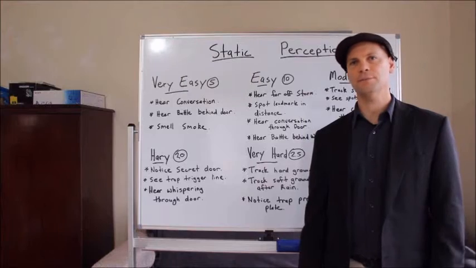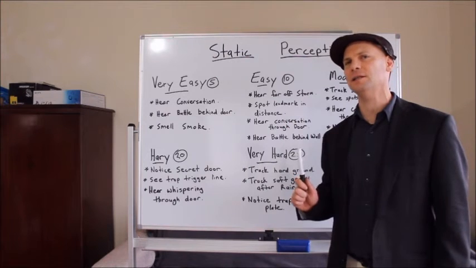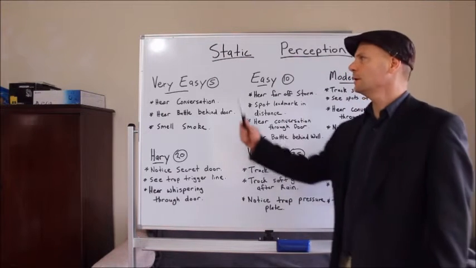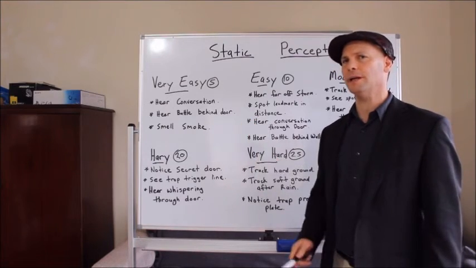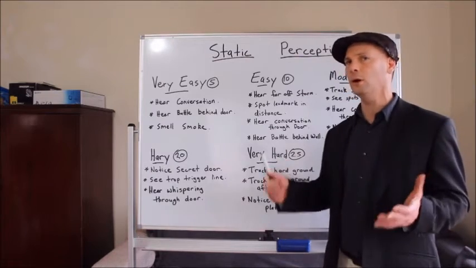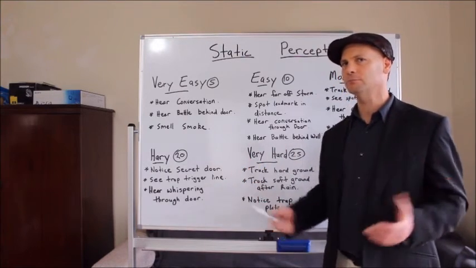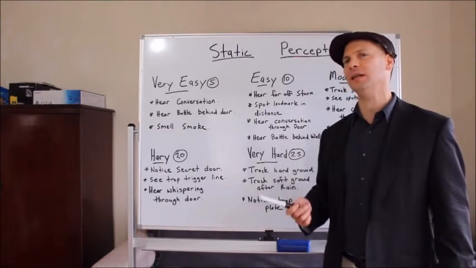It actually has a chart or table showing you what is very easy, medium or moderate, hard, very hard, and nearly impossible. Here are some examples of static perception checks, or DCs, that you might come across. So very easy is a DC of 5. That would be something like hearing a conversation at another table, or hearing a battle through a door, or smelling smoke. Something that is easy would be a DC 10.